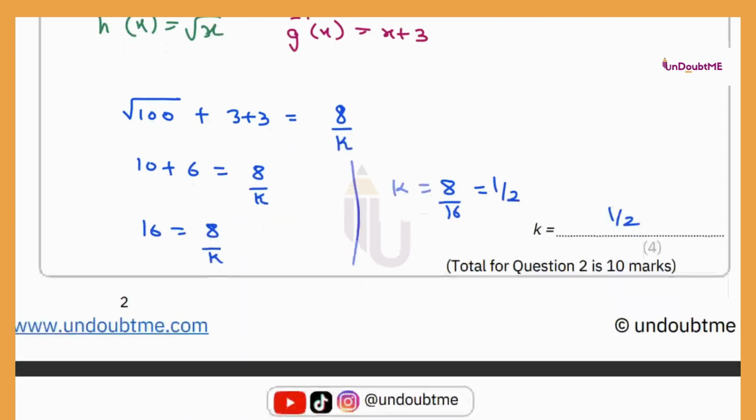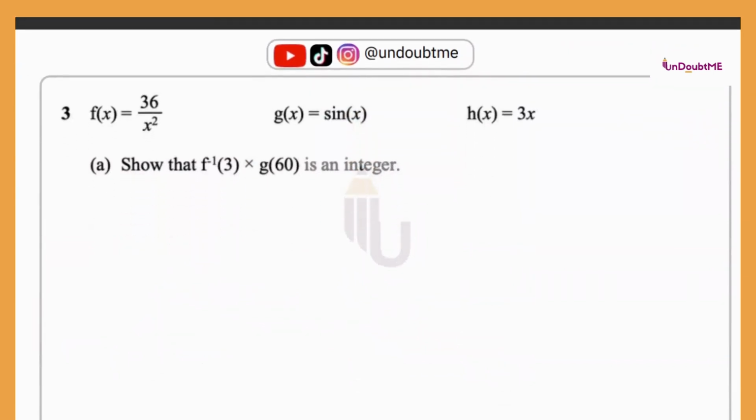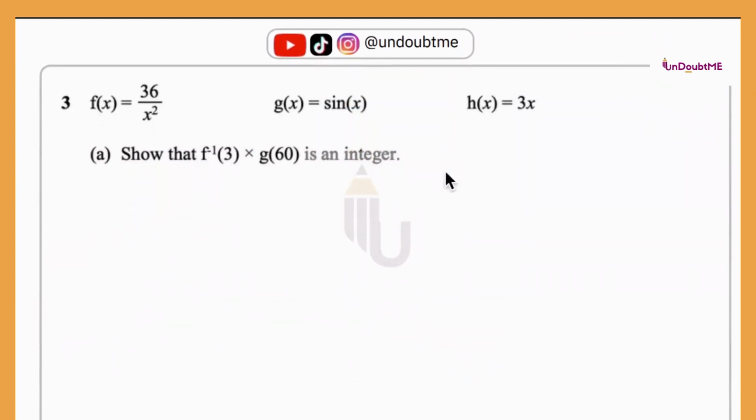Moving on to the next question. Now here they have given us fx, gx and hx. This g of x is g of 60 degree. Okay, this you can change it because it has to be in degrees. You will learn about these things in higher grades, why it is a must in degrees. If degree is not written, then it is by default in radians, that you will learn in higher grades.